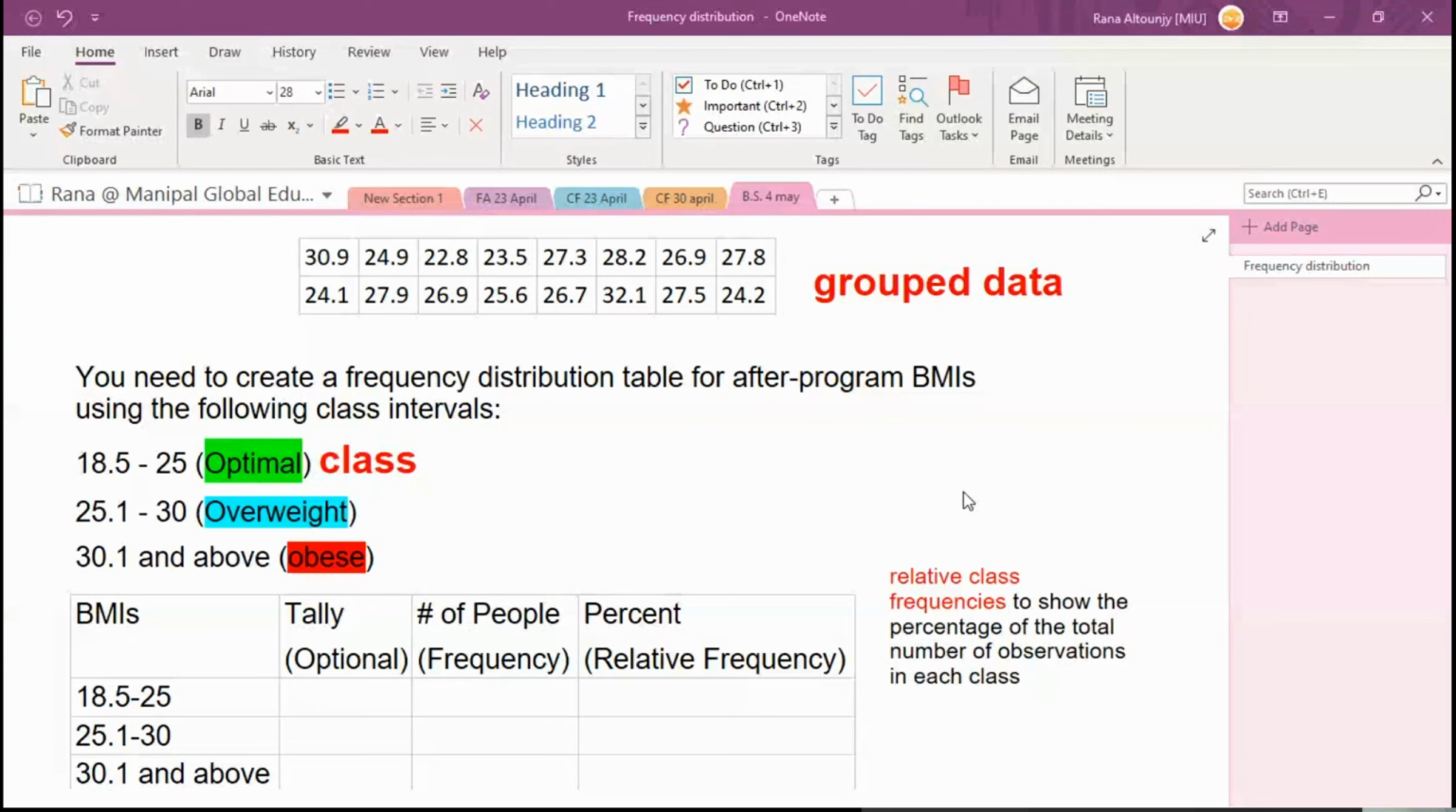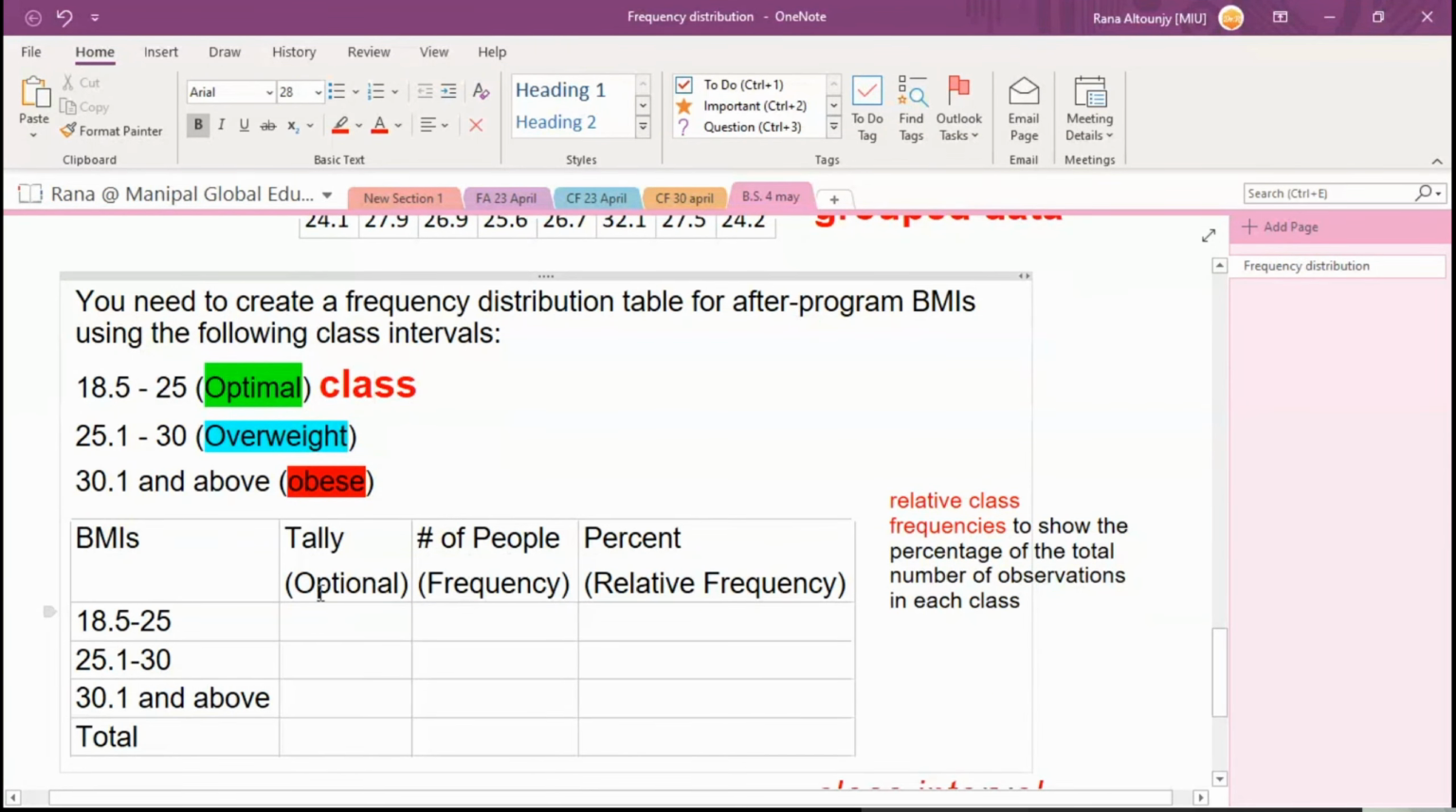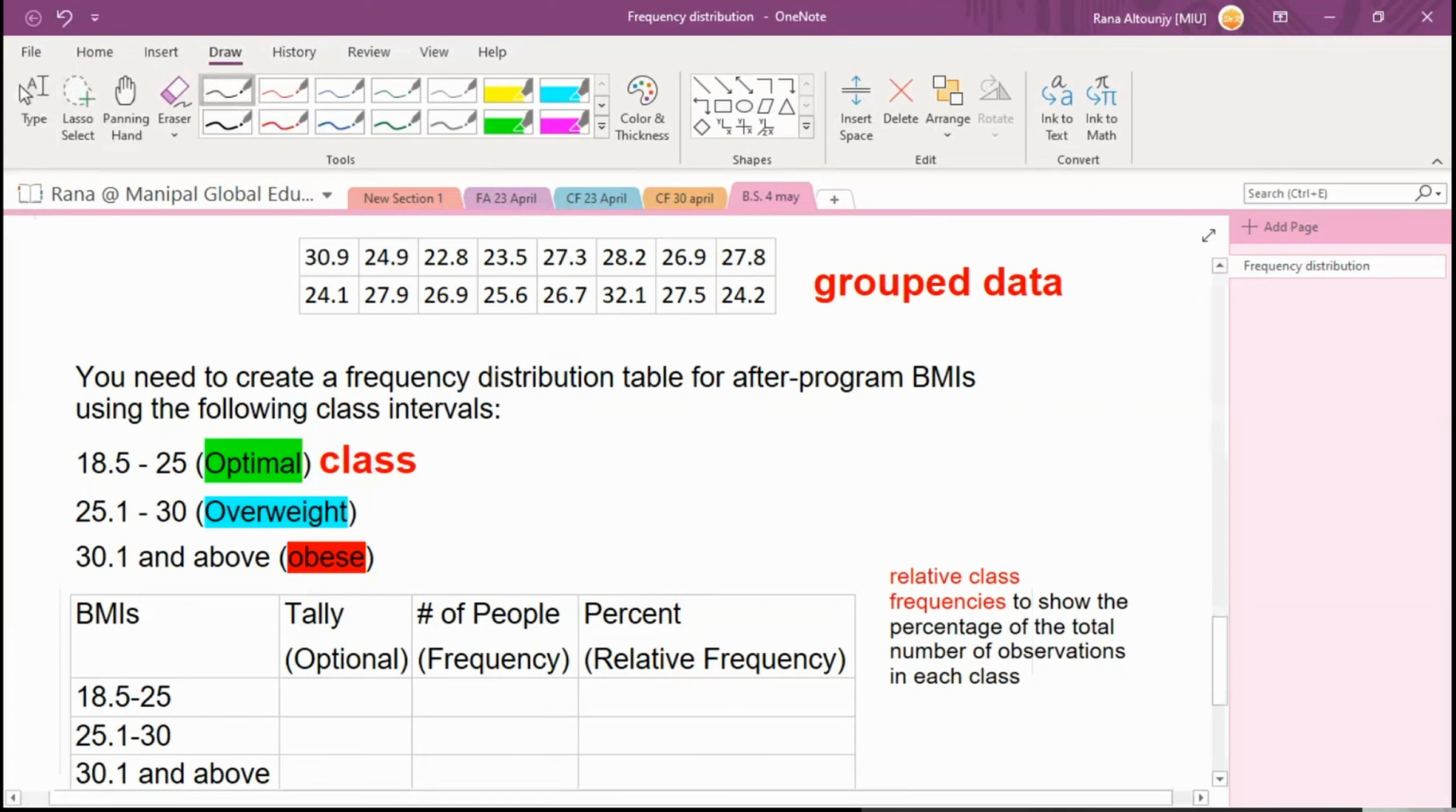But when we are doing this manually, we have one easy step we can do, which is the tally, which means we put a tick for each one under this category. Let me show you how. So the first one is 13.1. 13.1 will go to the 30 and above, which is obese. We put one tick.